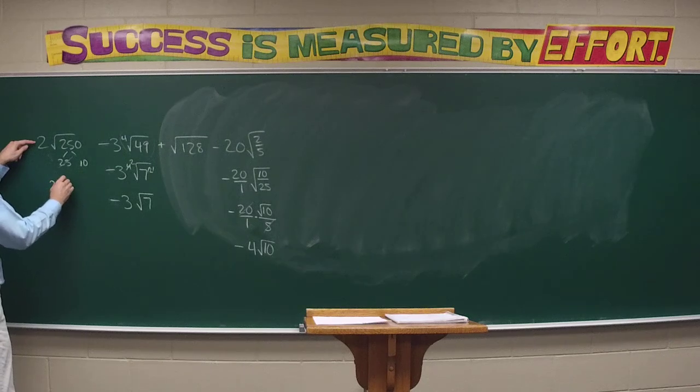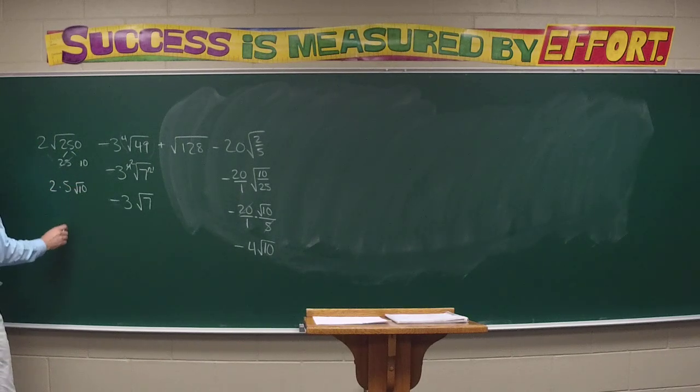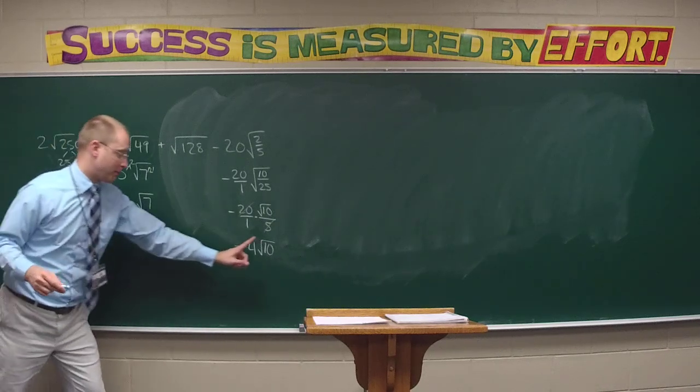5. And so we already had a 2. Now we've got a 5 times the square root of 10. This whole thing will reduce down to... And so this one will be able to combine with this one.